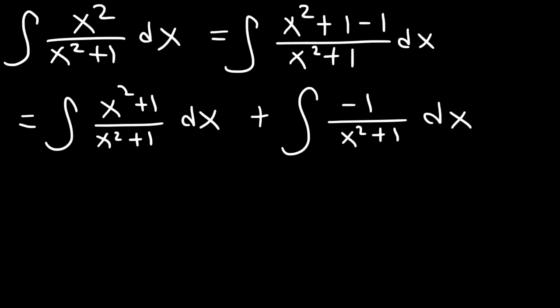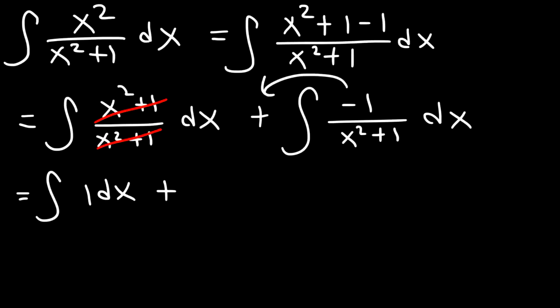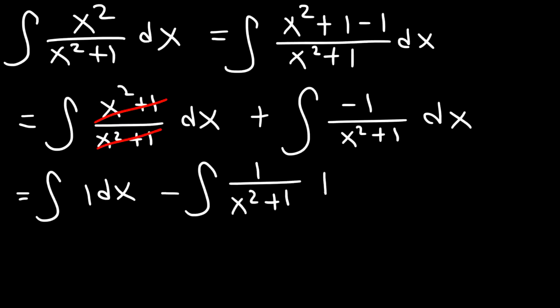Now x squared plus 1 divided by itself is equal to 1. So we just have the integral of 1 dx on the left side. And then I'm going to move the negative sign to the front. So this is going to be negative integral 1 over x squared plus 1 dx.